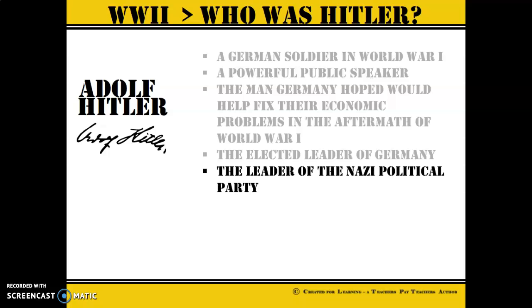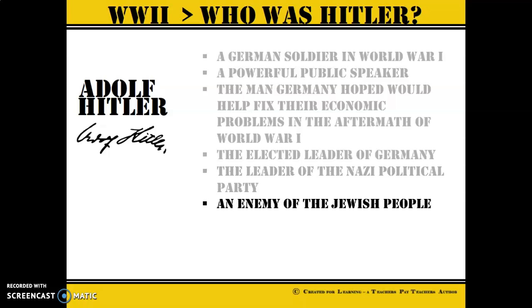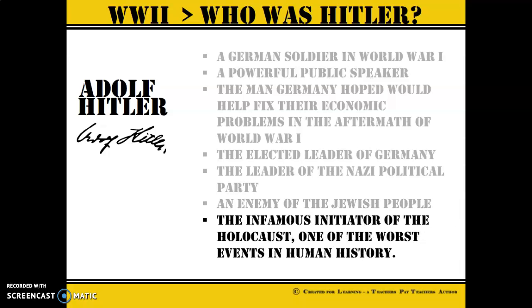Okay, so when we hear political party, for us today in the U.S., we have Democrats and Republicans. Okay, so the Nazi political party is how it started. Okay, and then obviously lots of changes came as World War II became there. He was an enemy of the Jewish people. He blamed the Jewish people for a lot of what happened in World War I and afterwards.